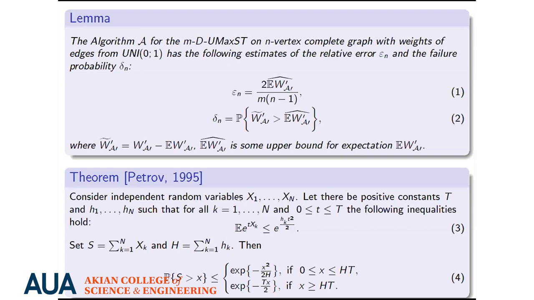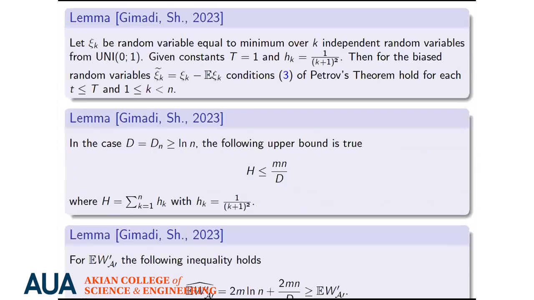And the crucial statement for our analysis is the theorem by Petrov, which considers independent random variables x1, ..., xn, and introduces constants t, h1, ..., hn, which satisfy the following inequality. And if you set s equal to the sum of xk and H the sum of hk small, we can obtain such a probabilistic inequality, which helps to carry out our probabilistic analysis.